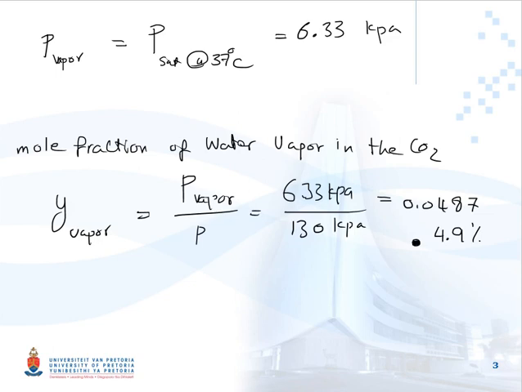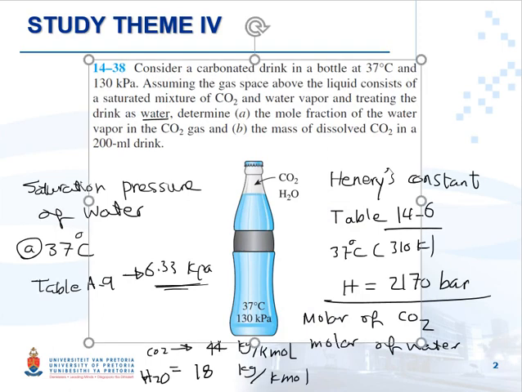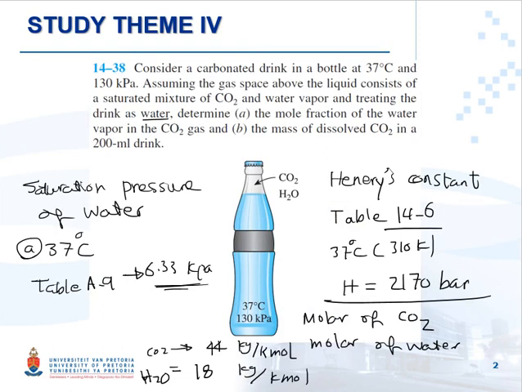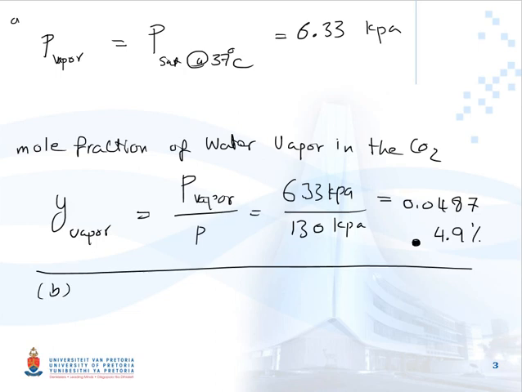What was it? It was exactly what is being asked here. You see that A is asking us to find the mole fraction of water. So simply the mole fraction of water vapor, we could find it, and it's equal to 4.9%. Now we need to go and find section B. Let me just put it here, A.